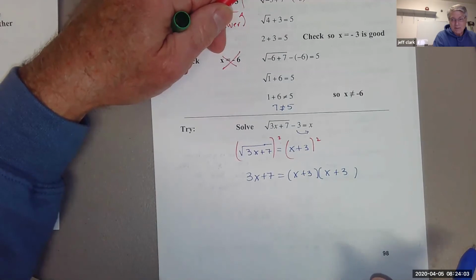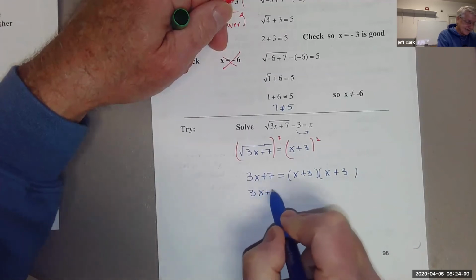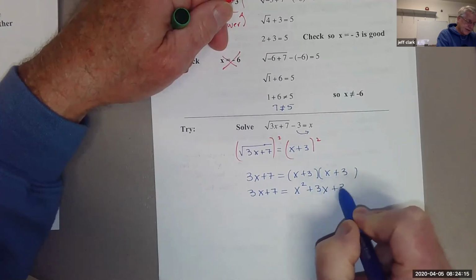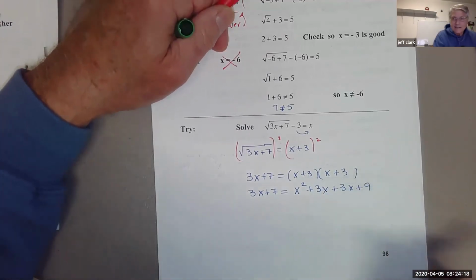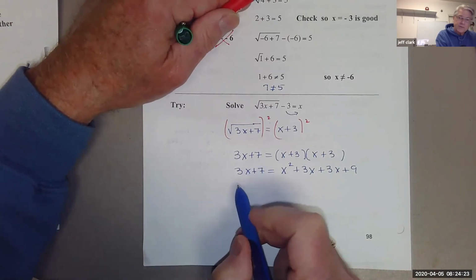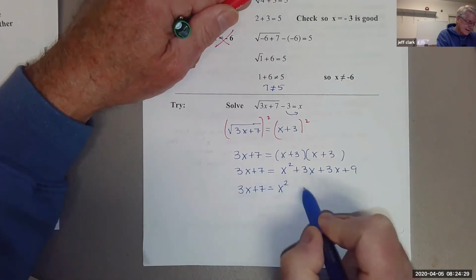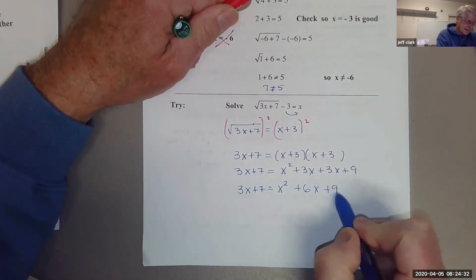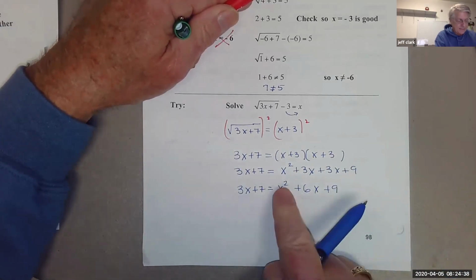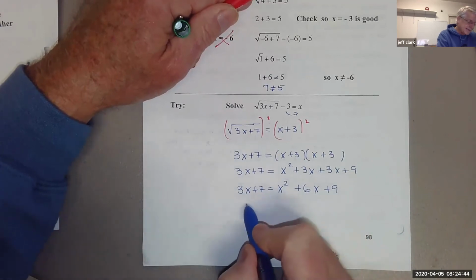And then what I'm going to do is I'm going to foil the right-hand side. So x squared and a 3x and a 3x and a 9. So far I think I did that foiling correct. Combine like terms on the right-hand side. Okay, now looks like I got a full factor because of the power of 2 against the factor, but you got to bring those two pieces to the right-hand side and set it equal to 0.